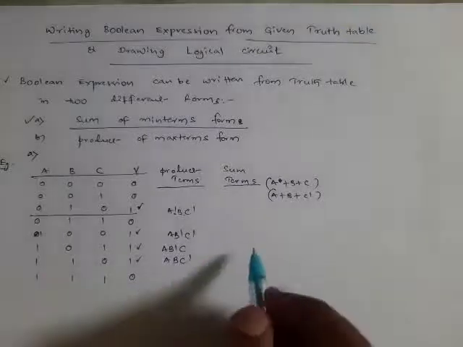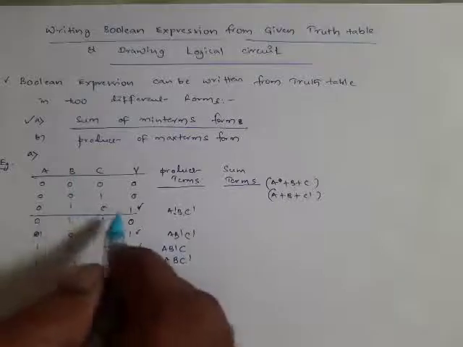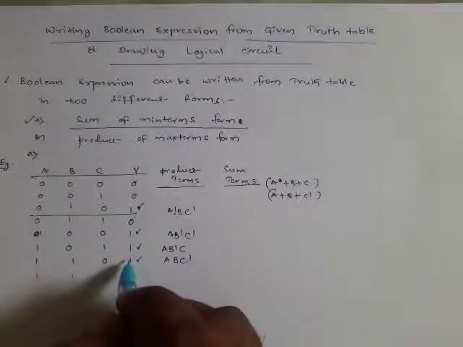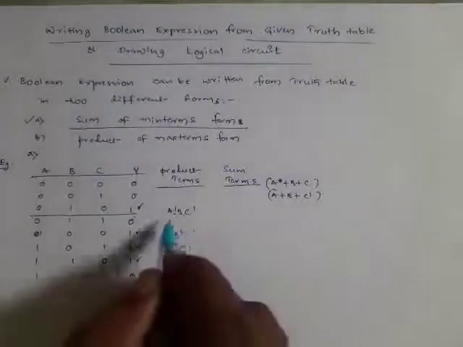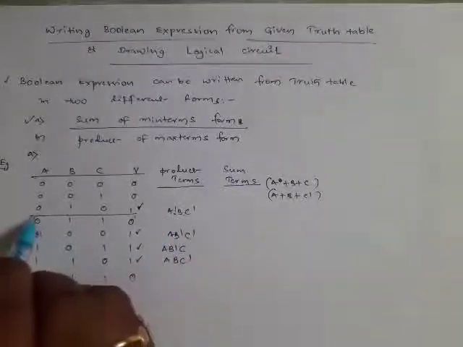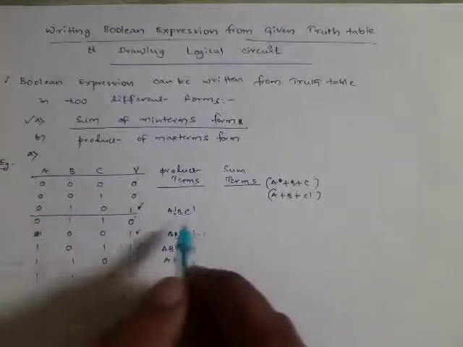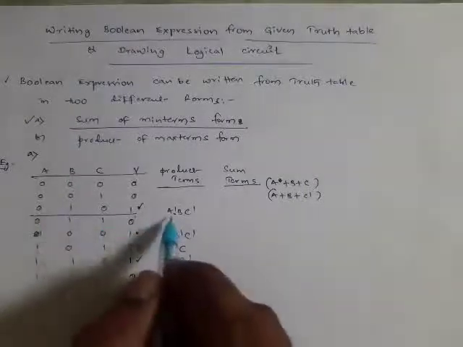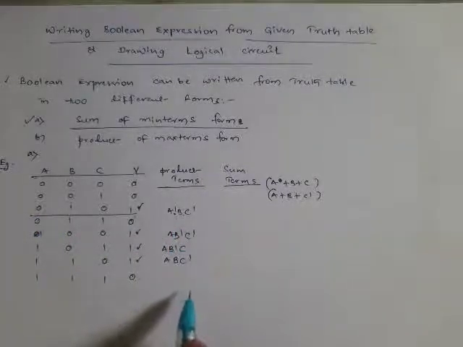So now we obtain the product terms for the input combinations for which the Boolean function, or logical function, is equal to 1. While obtaining product terms, we have written the variable in its original form when its value is equal to 1, and in its complemented form when its value is equal to 0. In that way, we obtain product terms.